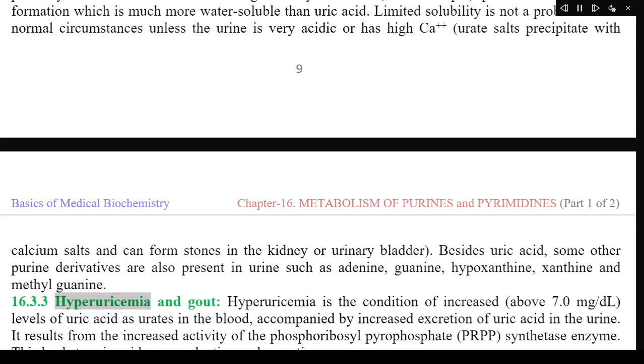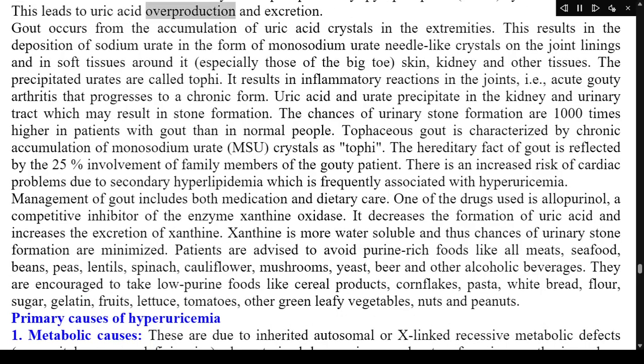16.3.3 Hyperuricemia and gout. Hyperuricemia is the condition of increased levels of uric acid, above 7.0 mg/dl, as urates in the blood, accompanied by increased excretion of uric acid in the urine. It results from the increased activity of the phosphoribosyl pyrophosphate, PRPP, synthetase enzyme. This leads to uric acid overproduction and excretion.